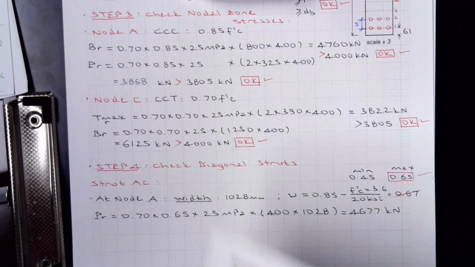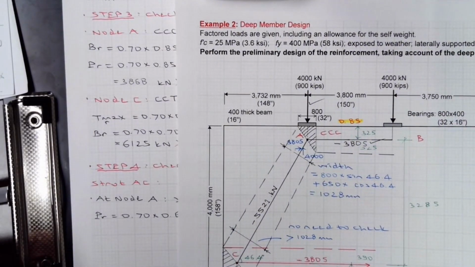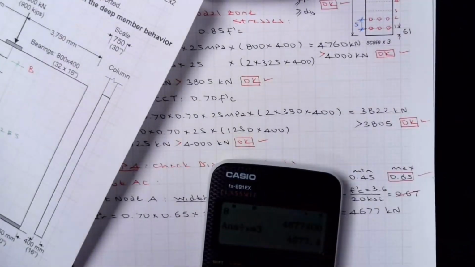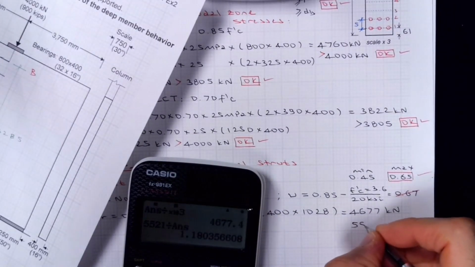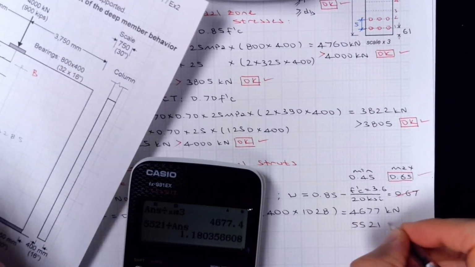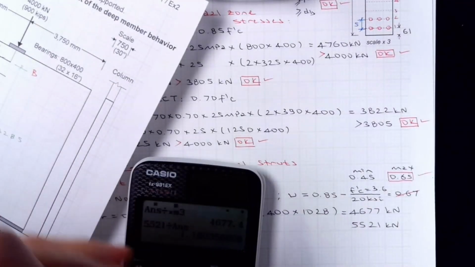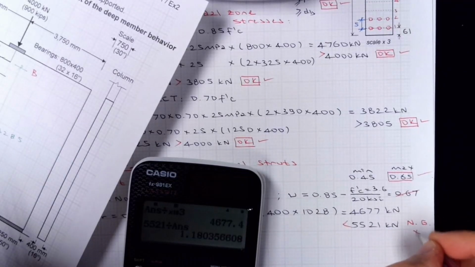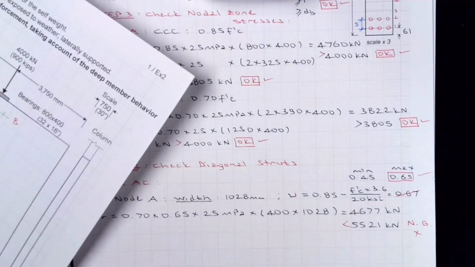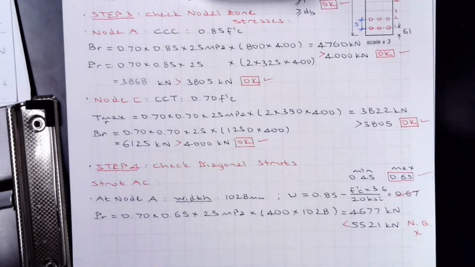Oh, big overload. So what we got, 5521, right? So we have overload, 5521, 18%, yeah. 5521 kilonewton, so which is less, not good. So this fails, which happens pretty commonly in strut-and-tie models.